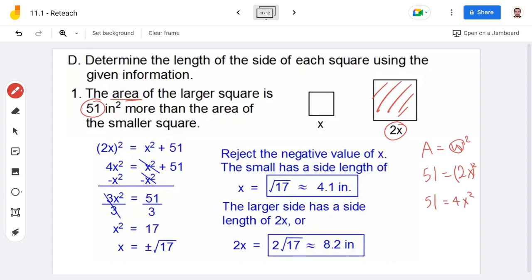Now you can divide by 4 on both sides, so x squared is equal to 51 over 4. But because it's more than the area of the smaller one, you have to do x squared plus 51, and here 2x squared as I did. Then you have to simplify to get positive or negative square root of 70. So the x here is equal to 4.1 and the x here is equal to 8.2.